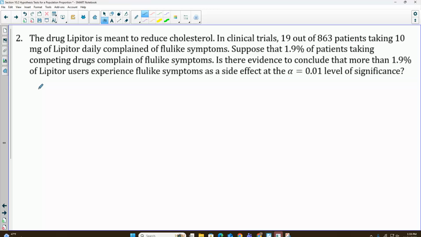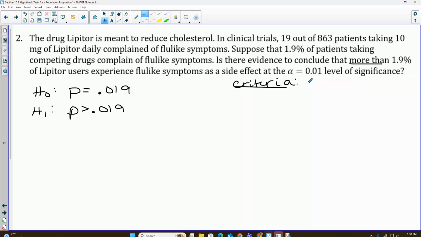All right, what is my null hypothesis? It's always p equals the 1.9%, so 0.019. What alternative am I trying to test? Just p is greater than. Even if you're doing your calculator, you have to write down your hypothesis. You also need to check your criteria. What's my n? 863. My p is the 0.019.